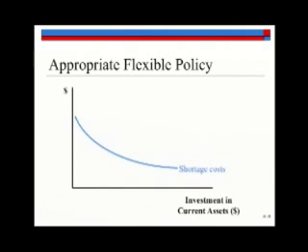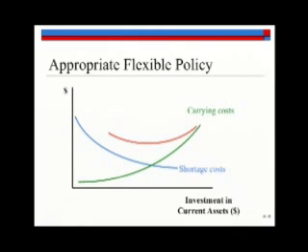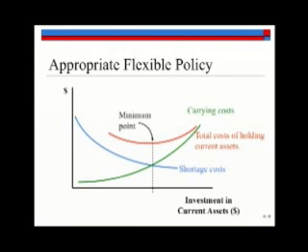We have shortage costs, and again, they're declining as we increase our investment, but they're declining slowly. And we have carrying costs, and they're increasing, but they're increasing slowly. And when you put these two together, you get the total cost curve, and it has a minimum, and that minimum point is the point where we want to hold our current assets. That's the optimal level of current assets.